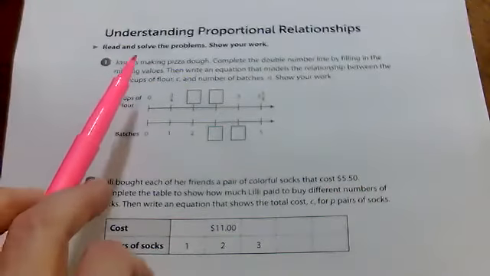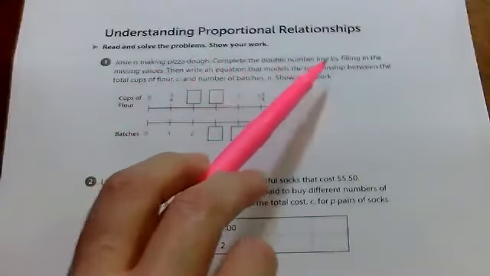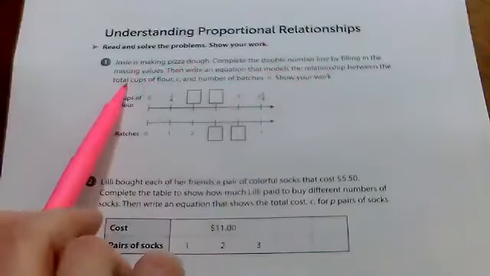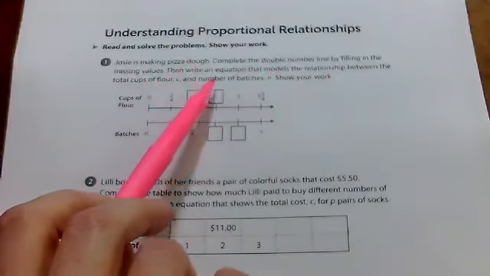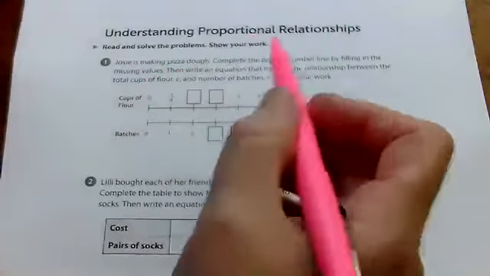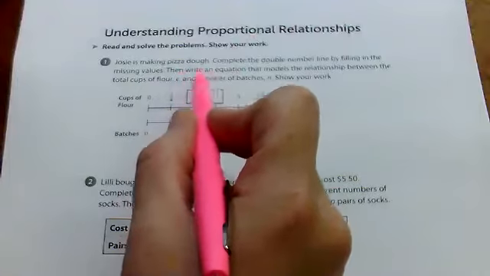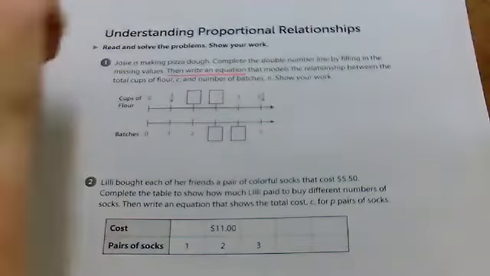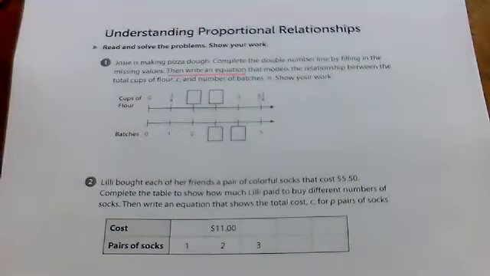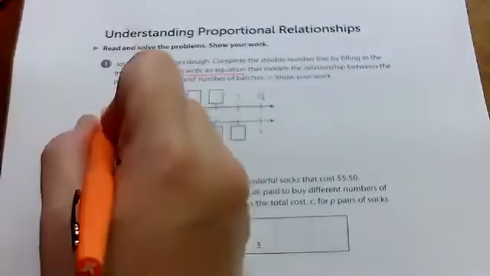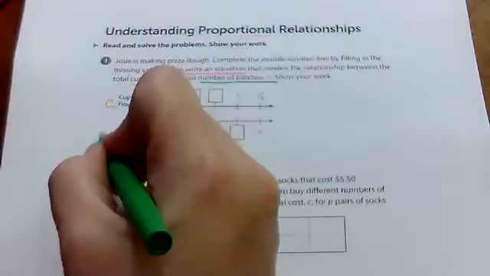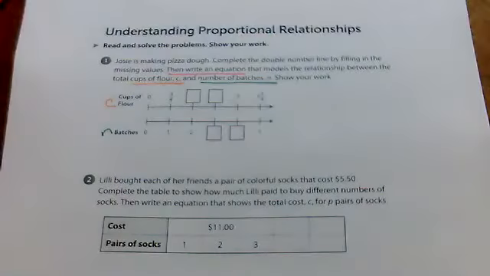It says, Josie is making pizza dough. Complete the double number line by filling the missing values. Then write an equation that models the relationship between the total cups of flour, C, and the number of batches, N. Show your work. So what is the question asking? The question is asking to write an equation. And it tells us that the total cups of flour is C, and the number of batches is N. So it gives us these variables to look at.